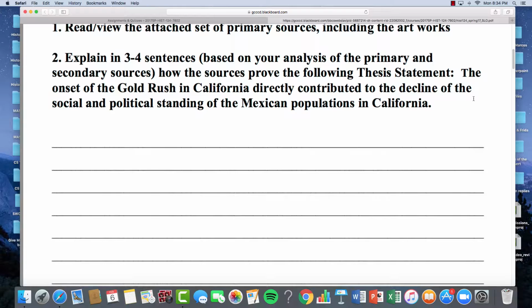The thesis statement is this: I'm making a statement, a hypothesis, and I want you to try to use the 4 sources to either prove or disprove the statement. The statement is this: the onset of the gold rush in California directly contributed to the decline of the social and political standing of the Mexican populations in California. So that's my statement. How do the 4 sources prove or disprove that statement?